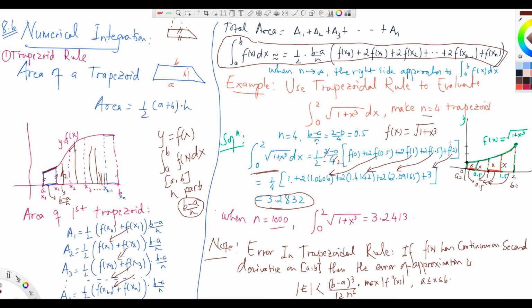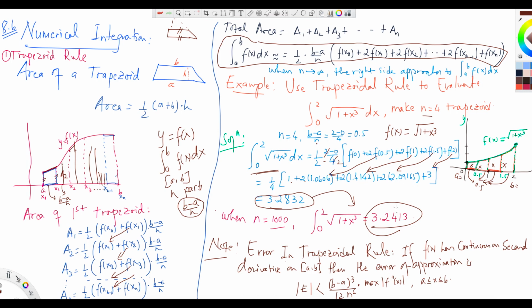Okay, so if you add all these, this is what you will get, 3.2832. Instead of making just 4 trapezoids here, if you make 1000 trapezoids, your calculator will give you 3.2413. That's what you will get. This is almost the exact value of the area, and the other is the approximated value by 4 trapezoids, right? You see that they are close. It matches up to 1 decimal place, and differs a little bit after 1 decimal place.